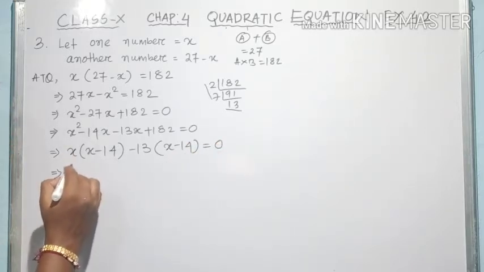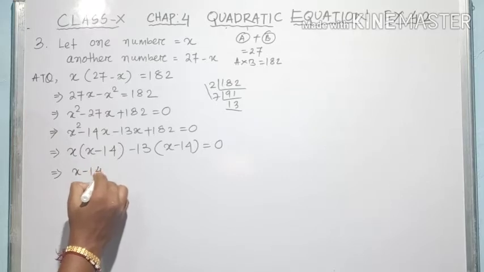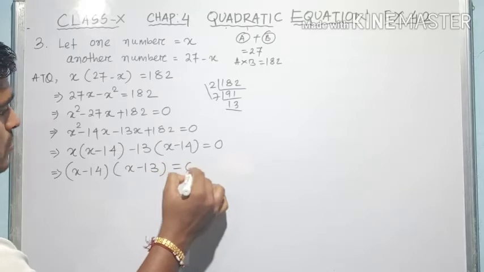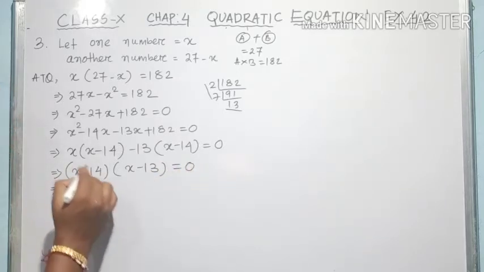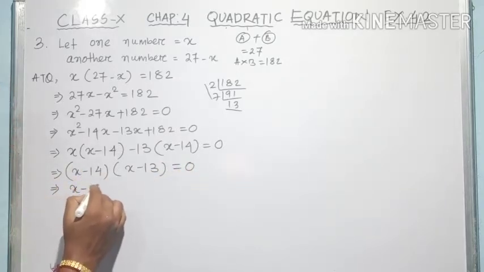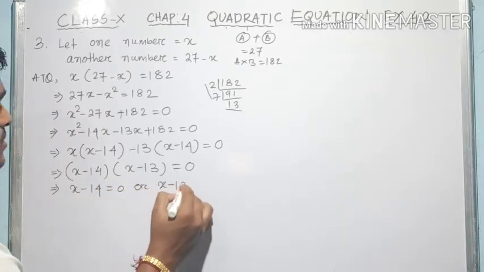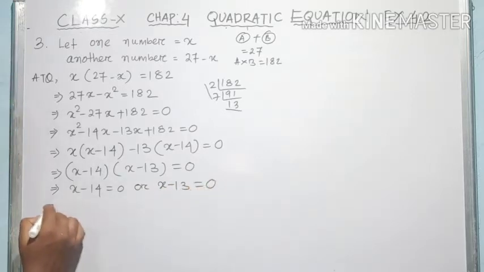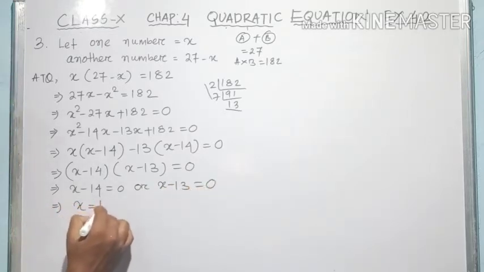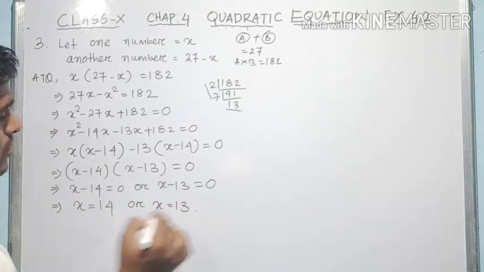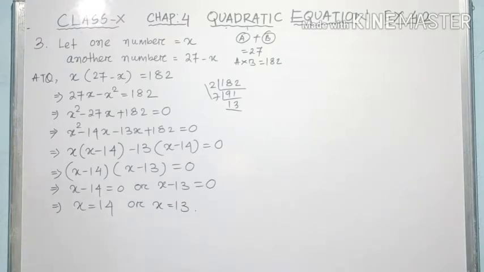This implies that x minus 14 and x minus 13 is equal to 0. Equating each factor to 0, x minus 14 is equal to 0 or x minus 13 is equal to 0. This implies that x is equal to 14 or x is equal to 13. So the two numbers are 14 and 13.